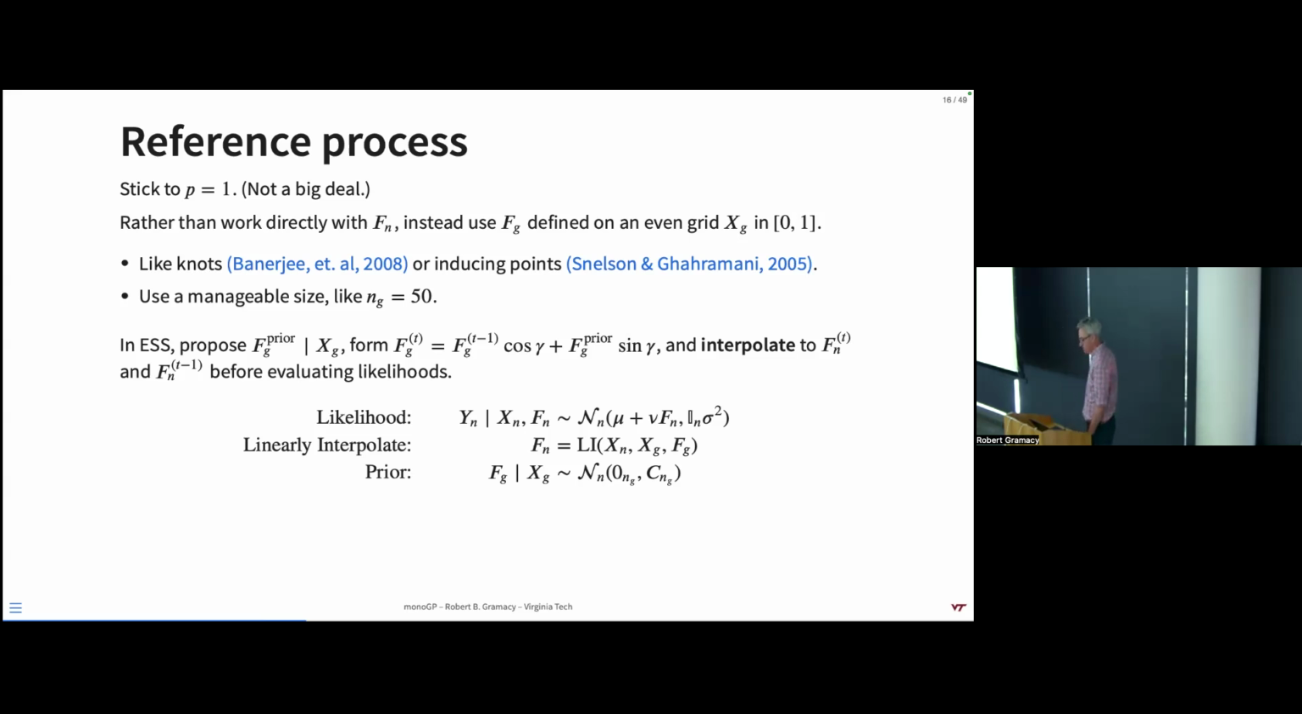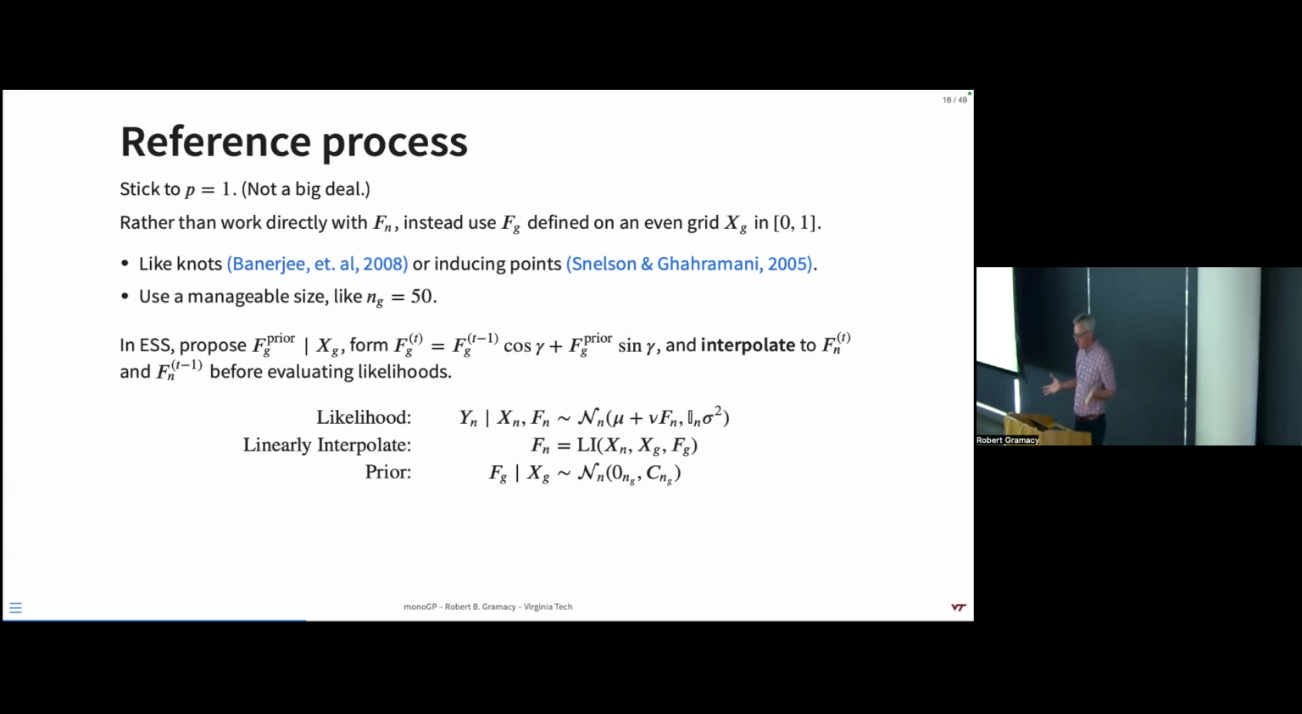All right. Rather than work directly with the unknown function outputs at the training data locations, I'm going to instead use an auxiliary grid, xg, and work with the outputs at those locations instead. My grid is just, think, equally spaced inputs in the input space. That's xg, and fg is the unknown function at those grid points. It's a little bit like making a prediction, although I want to create a new set of variables so I can separately talk about training data, predictive locations, and then this third new thing, which is the reference process.